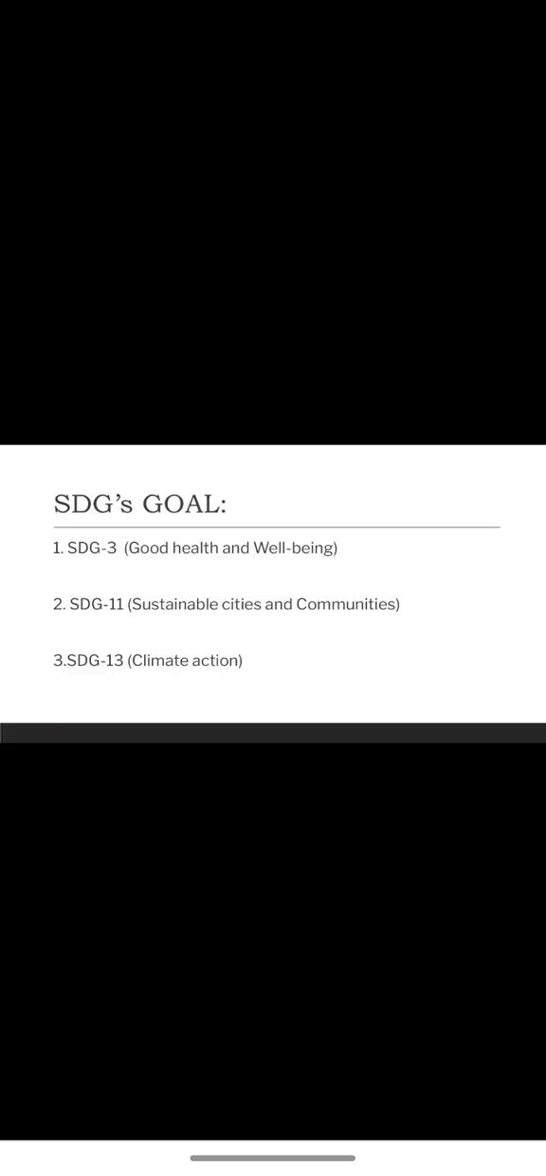The SDG goals. The project comes under SDG goals 3, 11, and 13. 3 is good health and well-being. This project mainly plays a critical role in the health and well-being in polluted cities like Delhi, Mumbai, etc. And it comes under 11 and 13, which is climate action and sustainable cities.